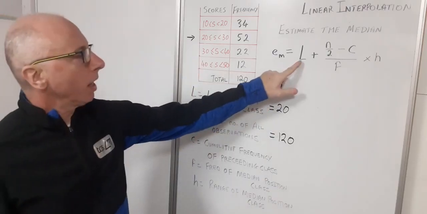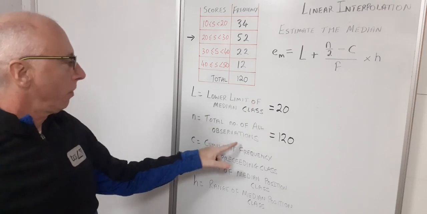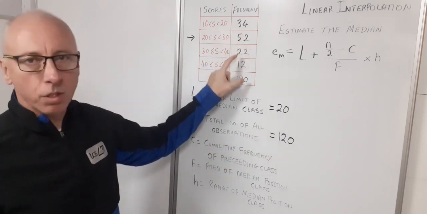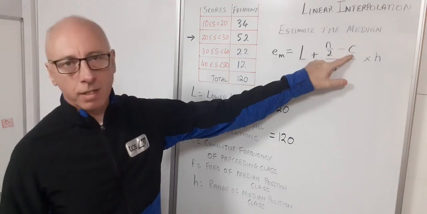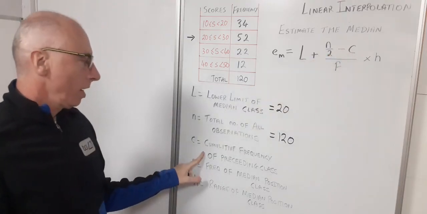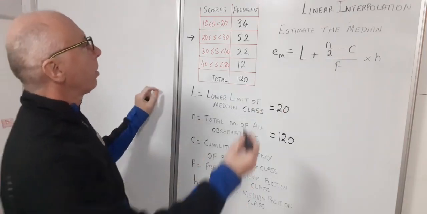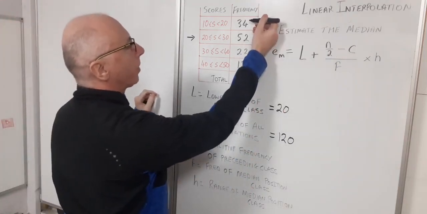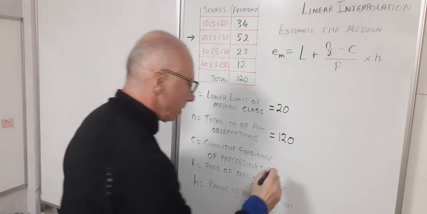So back to the formula. So L is our lower limit. N is our total number of observations, which is 120, which is the total of all of the frequencies. We're going to subtract C. Now C is the cumulative frequency of the preceding class. So the preceding class is going to be this one, and its frequency there is 34. So that value for C is 34.